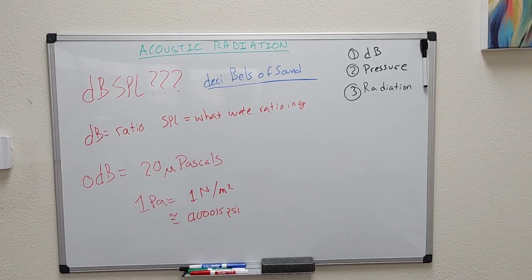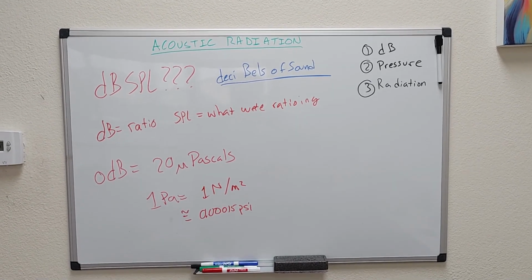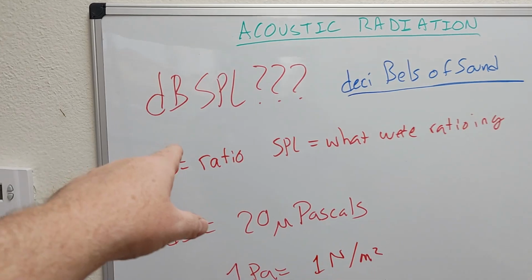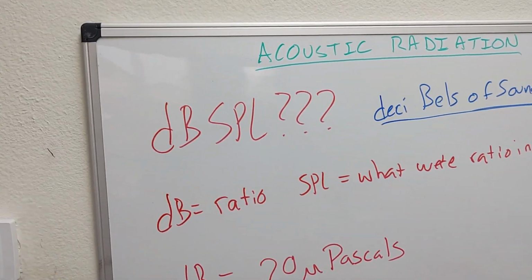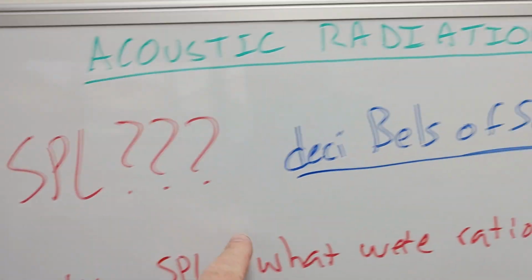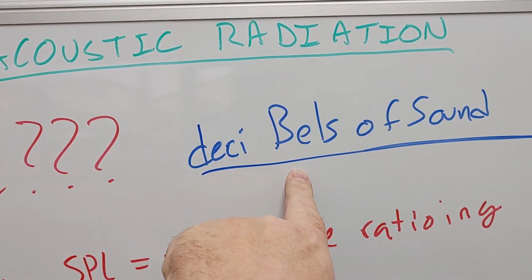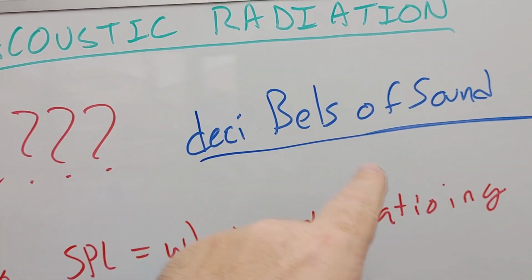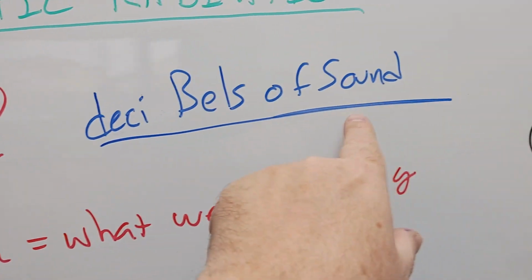So what we're doing today is acoustic radiation. A lot of people have heard this term called dBSPL. What the heck does that mean? Well, dB is a decibel. A bel is basically a way of doing a logarithmic ratio, and deci means it's a tenth of it. And SPL means sound.